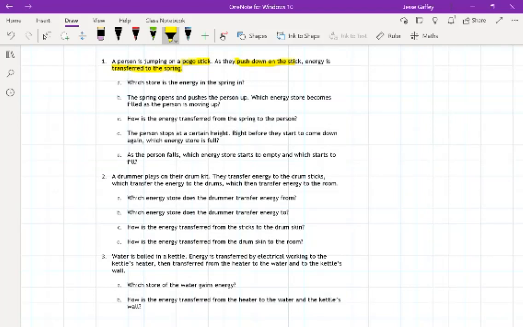How is energy transferred from the spring to the person? The spring is pushing on the person, so this is a physical contact or force. That's going to be mechanical working. D, the person stops at a certain height, right before they start to come back down again. Which energy store is full? They've gone up to their maximum height, so they've lifted off the ground and a store has filled up. That's going to be the gravitational store.